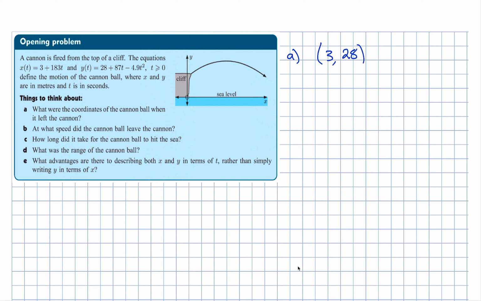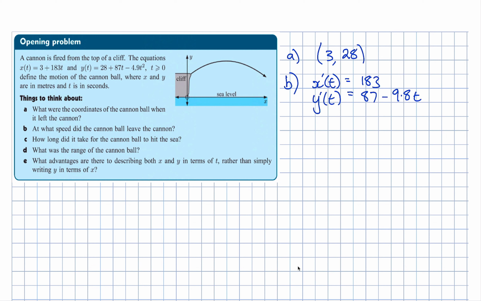and we're going to get how it's changing in the x direction and how it's changing in the y direction. So for part B, really what we want is the derivative of x, which is going to be equal to just 183, and the derivative of y, which is equal to 87, take 9.8t. And that's pretty nice because that relates directly to our sort of physics.